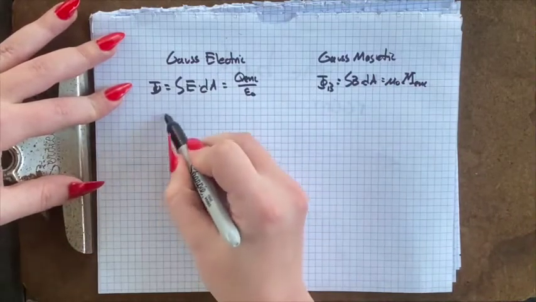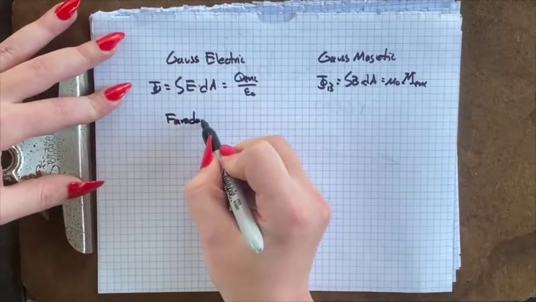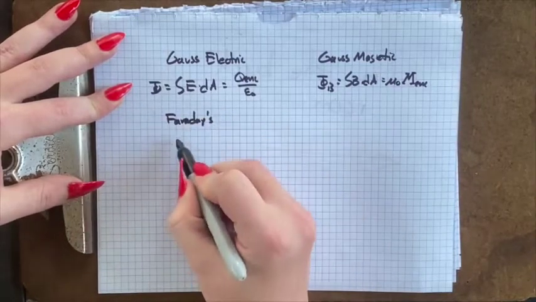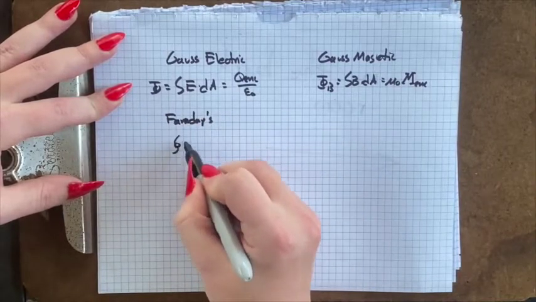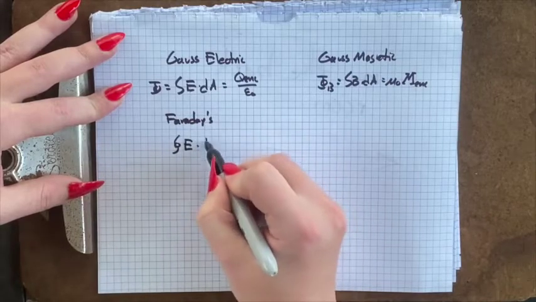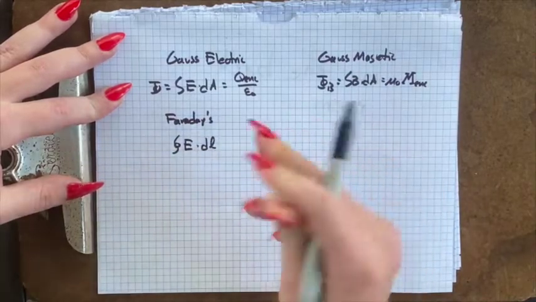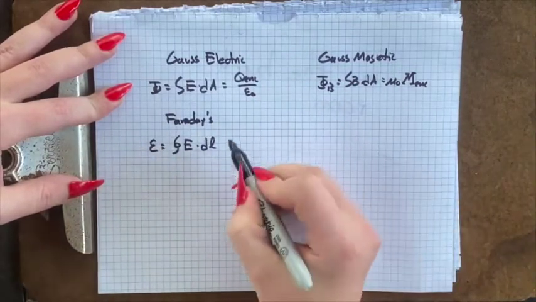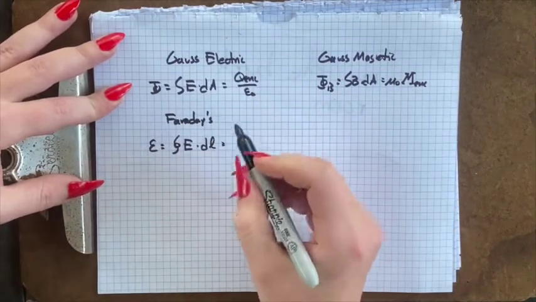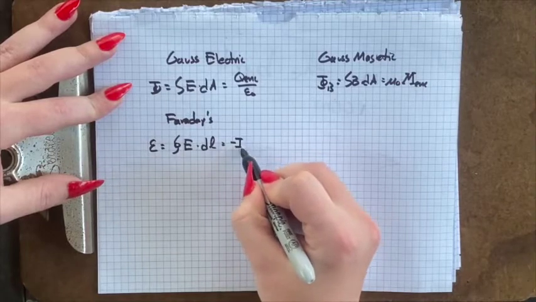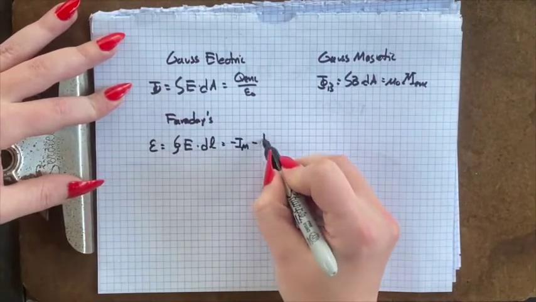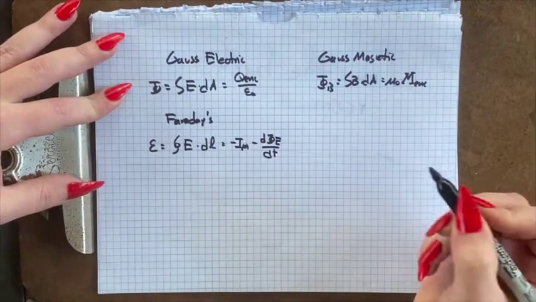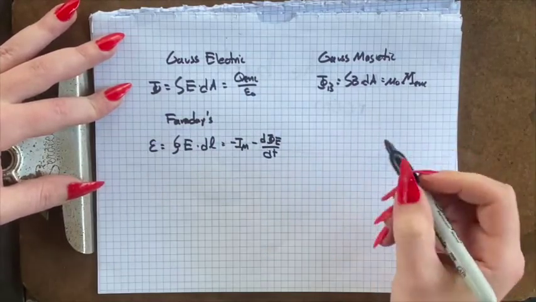We've got Faraday's law, which we would say is the circulation of the electric field around a closed loop, so not a closed surface, but a loop. We might call that the EMF or the voltage, and that's related to the negative magnetic current minus the rate of change of the electric flux through the area of that loop.